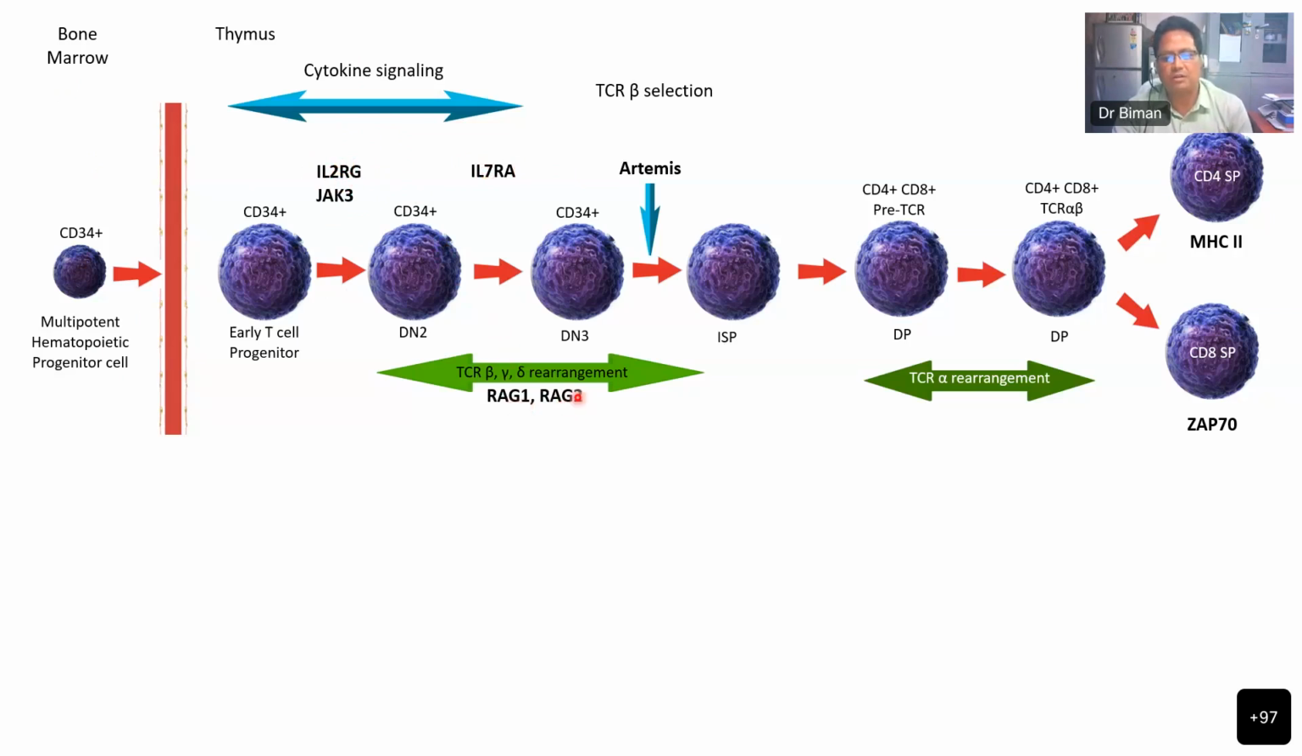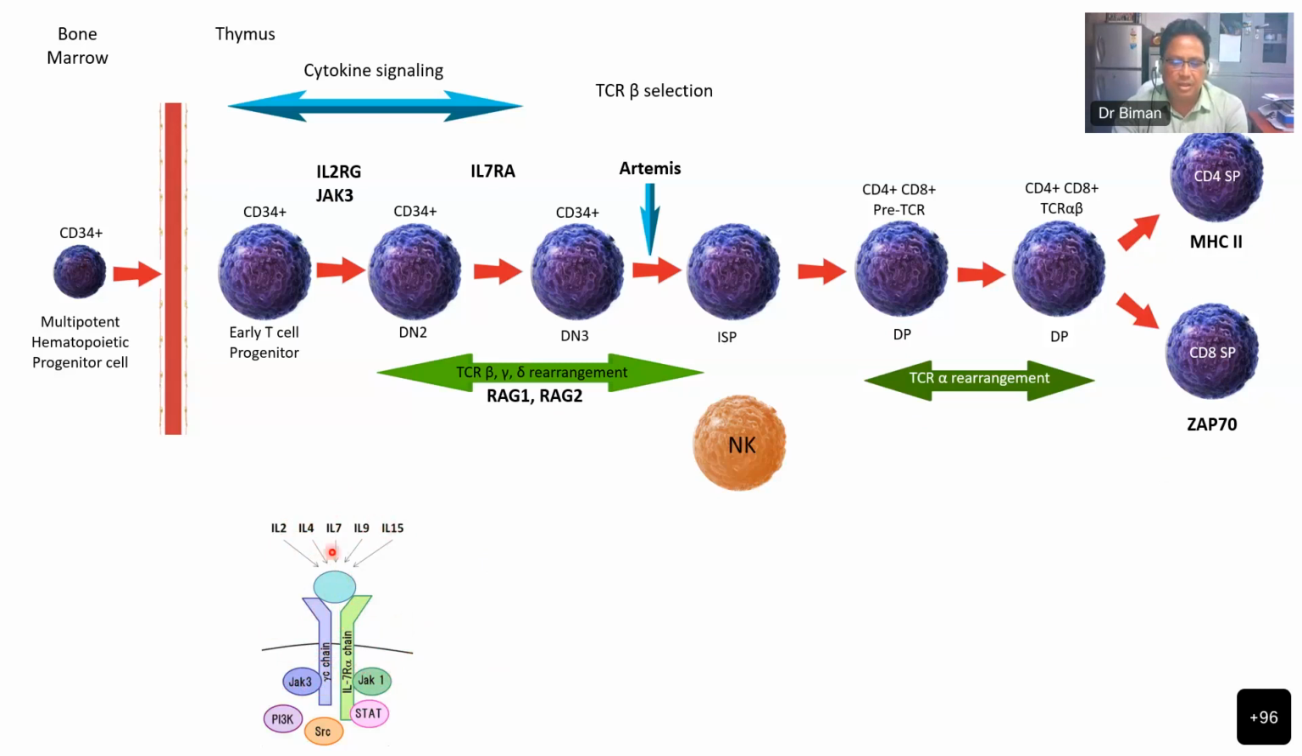Later on, we have RAG1 and RAG2, where the TCR beta gene rearrangements happen. And later on, they ultimately develop into double positive, then single positive CD4 or CD8 T cells. And as I said, the signaling through IL-2, IL-4, IL-7, IL-9, and IL-15 is very crucial. The receptors here, the IL-2 receptor, IL-4 receptor, and IL-7 receptor, have a chain called the common gamma chain. It is called the common gamma chain because it's common to all these receptors.